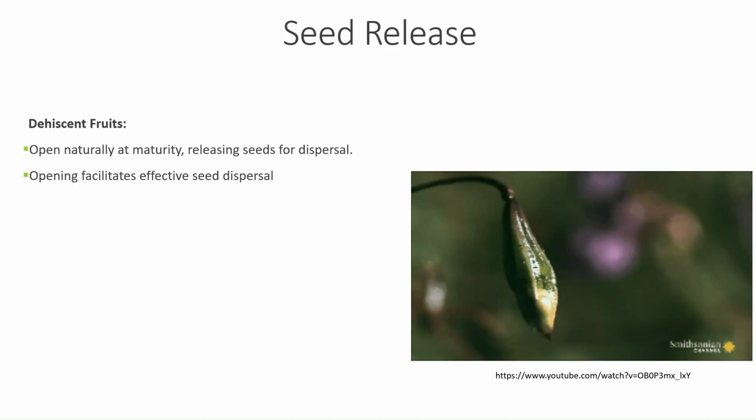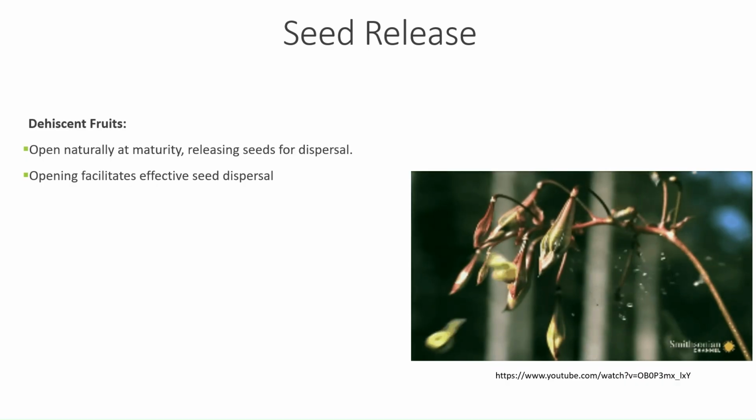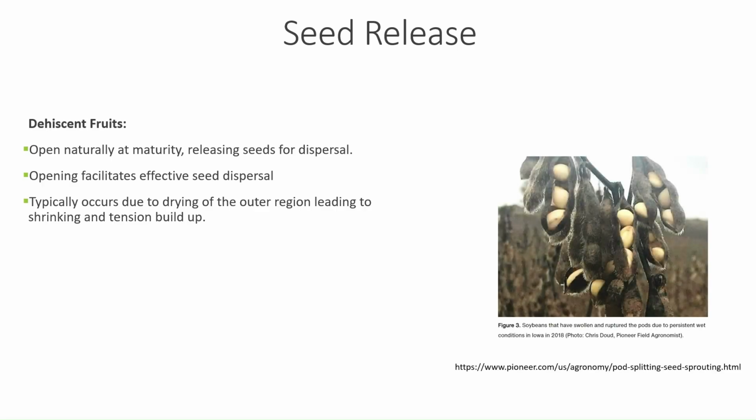And this mechanism is quite efficient for plants that produce many small seeds and don't rely on animals to eat the fruit. These include plants like beans, peas, and even poppy capsules, which are types of dehiscent fruits that split along built-in seams that help free the seeds up.